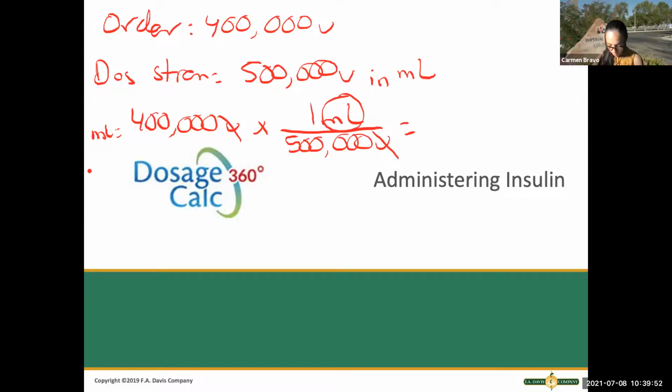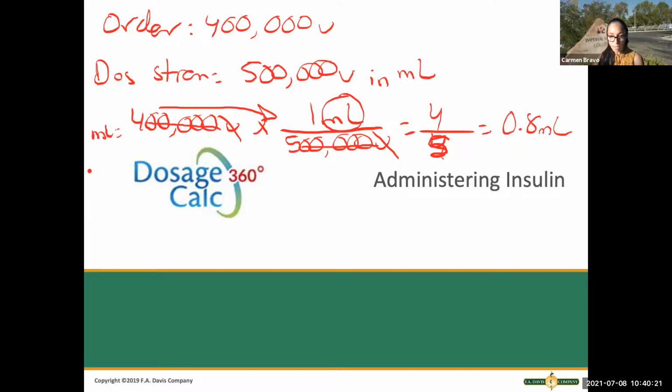So I like to cancel out my zeros. I have a lot of zeros that I can cancel. I can cancel 5 and then 5. Whenever you cancel zeros, it has to be the same amount in the bottom, otherwise you can't. So basically I multiply 4 times 1 and then the 5 in the bottom. When I divide the 4 and 5, it's going to be 0.8 mLs. So that's how much I was going to administer.